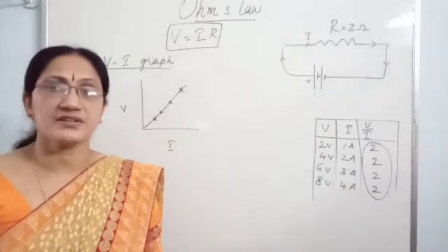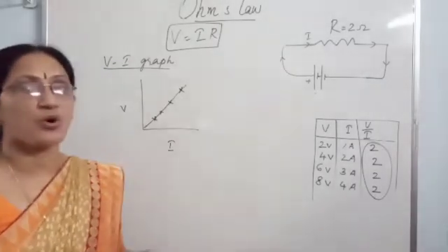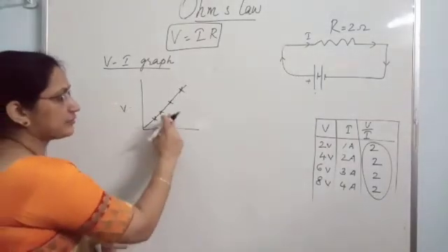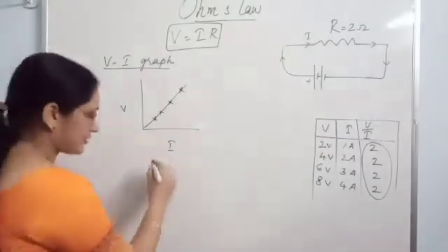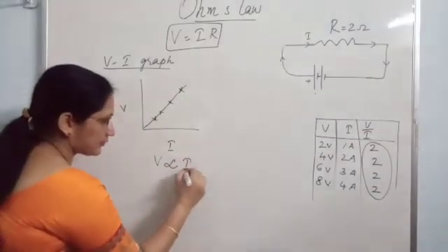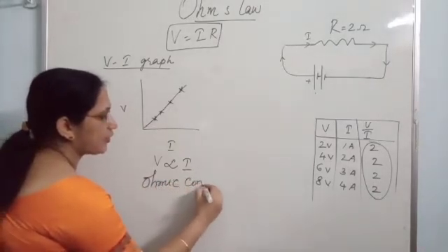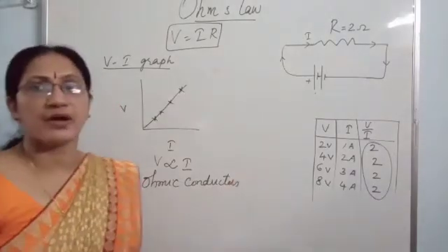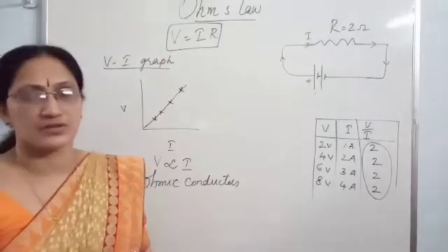And the conductors which obey Ohm's law, they are called as ohmic conductors. For ohmic conductors, VI graph will come as a straight line. That proves that V and I are directly proportional. Such conductors are called ohmic conductors, and all metals are ohmic conductors. Means they obey Ohm's law. For them, V and I are directly proportional.